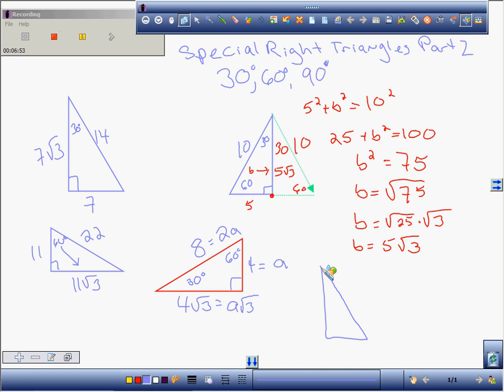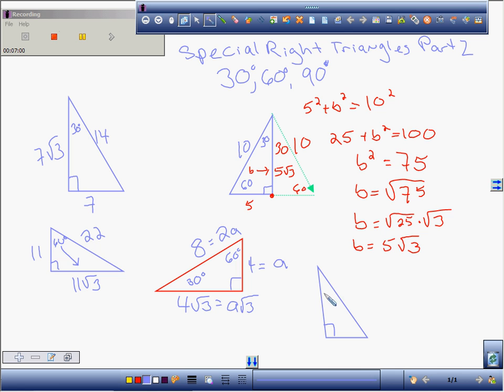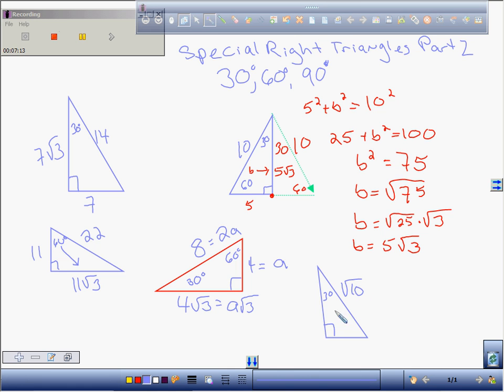30, 60, 90. Pretend that that's a 30, 60. So this is 90, okay? This is 30 over here. Now say instead I give you the hypotenuse, and I tell you that the hypotenuse in this case is square root of 10, okay? And I say find A and B, okay? How would I do that?